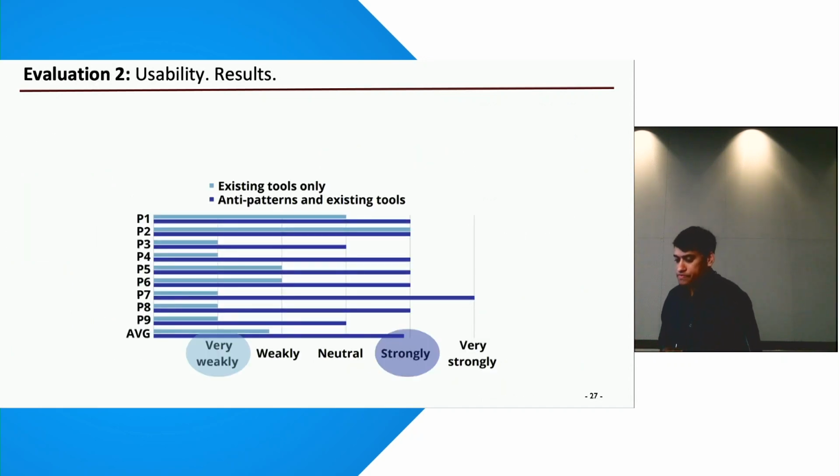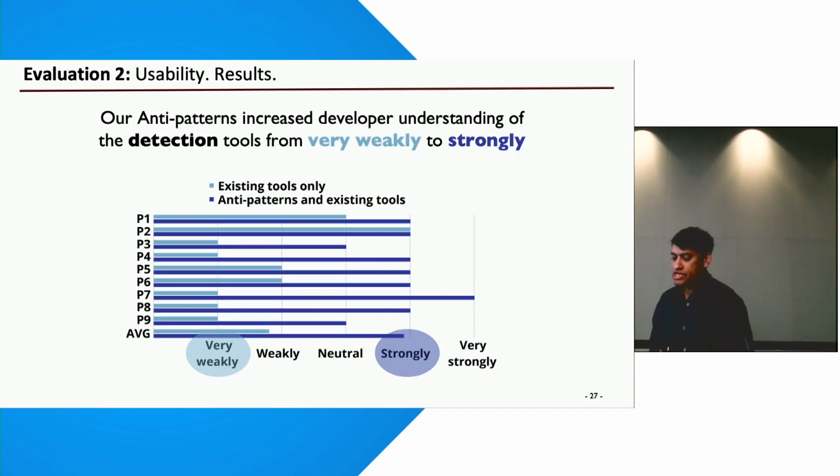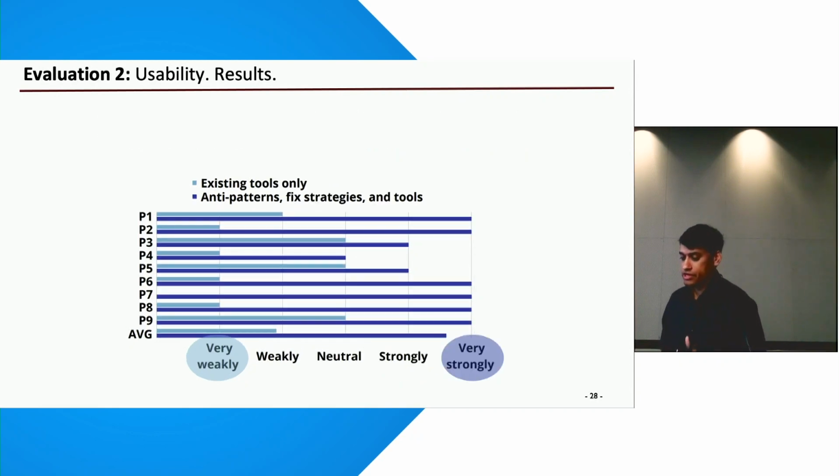So for detection, we asked how strongly they understood what makes the regex vulnerable, using a Likert scale of very strongly, strongly, neutral, weakly, and very weakly understanding. We see from our results that subjects using existing tools only reported very weakly understanding, and when they use our anti-patterns in addition to the existing tools, the self-reported understanding improved to strongly understanding.